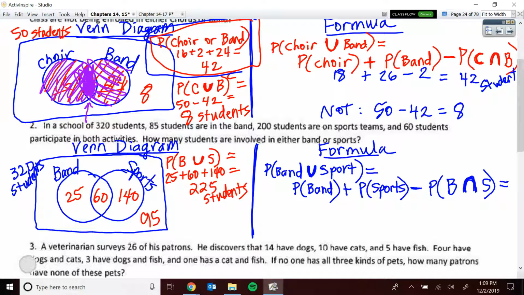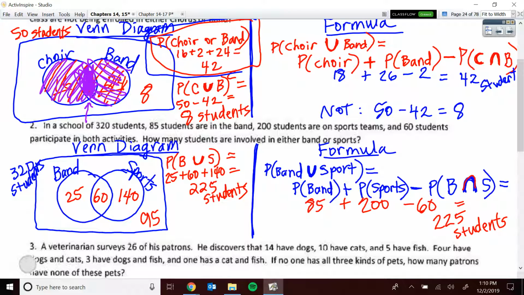So then formula-wise, how would that look? What's the total band? The 85, total sports, the 200, and how much got double counted? The overlap of band and sports. So that's how you get that 225 students.